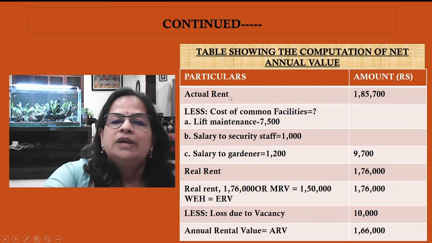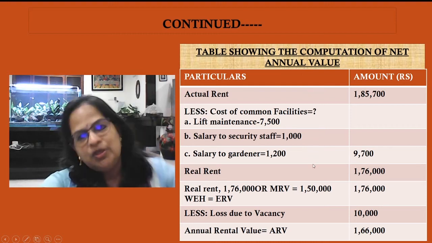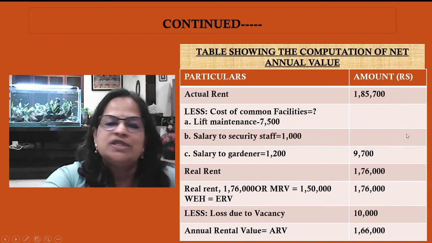Now we have to do the computation of income from house property. Net annual value first we will calculate, then we have to do the computation. That will be the next slide. So actual rent is 1,85,700. Less cost of common facilities.